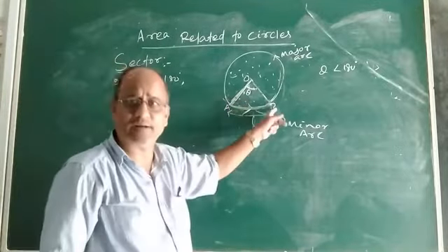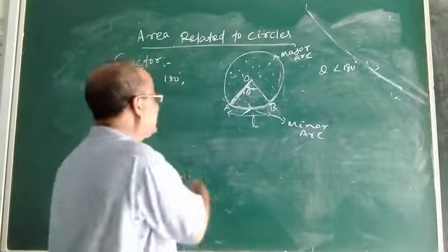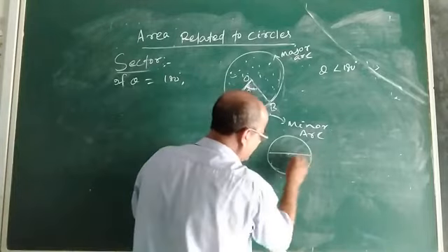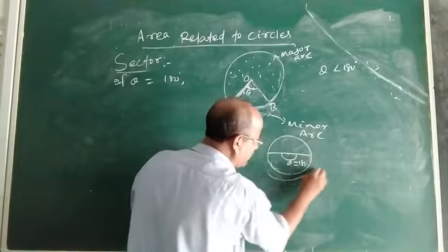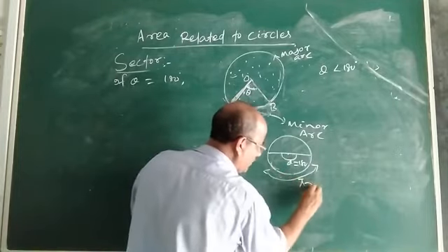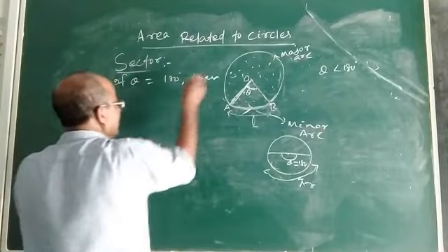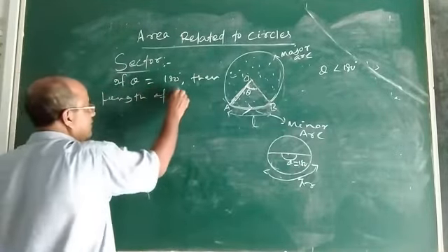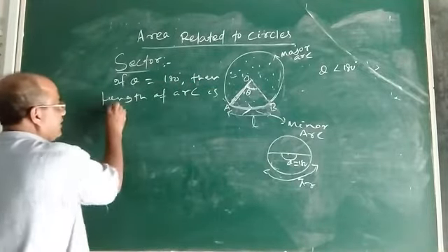Theta is the angle subtended by the arc at the center. You see, if theta is 180 degrees, this is a semicircle. Look at this, theta equal to 180 degrees, and this will be the length of the arc, which is equal to pi r. So if theta equal to 180 degrees, then the length of arc, or arc length, whatever you say, L equals how much?